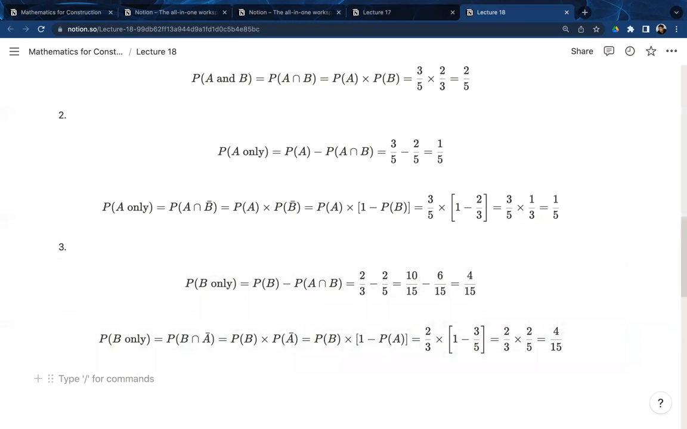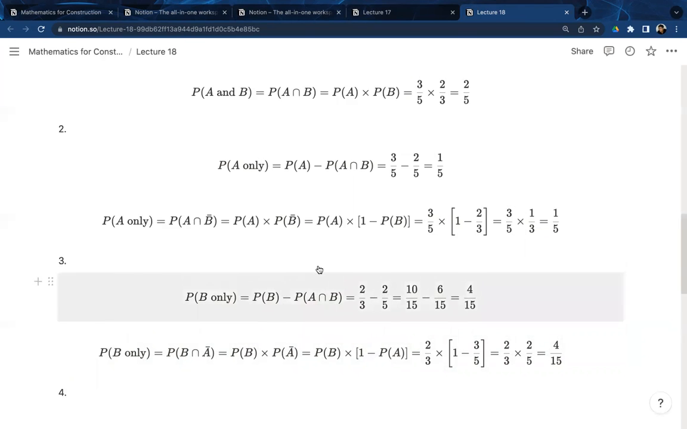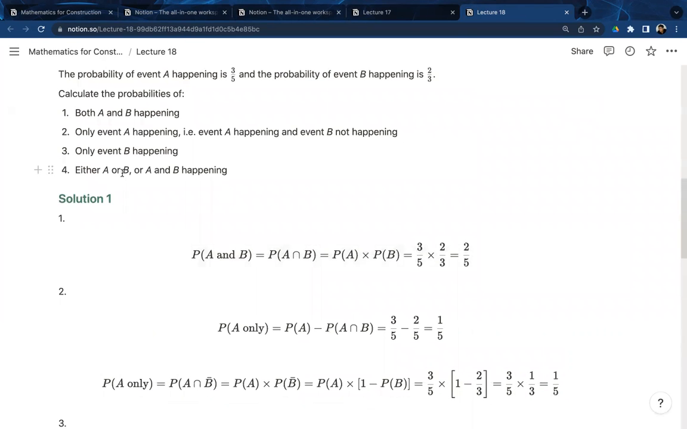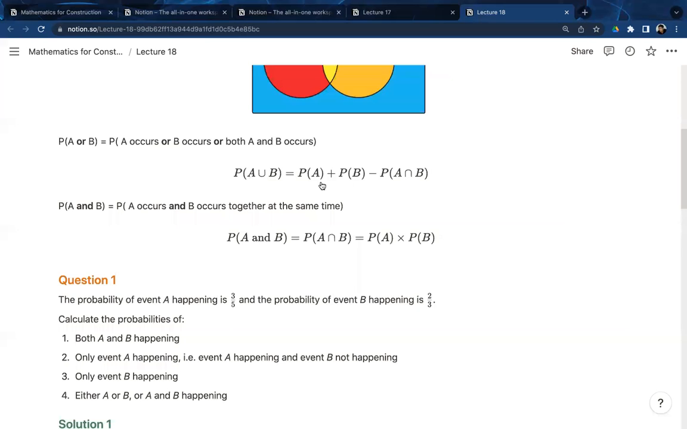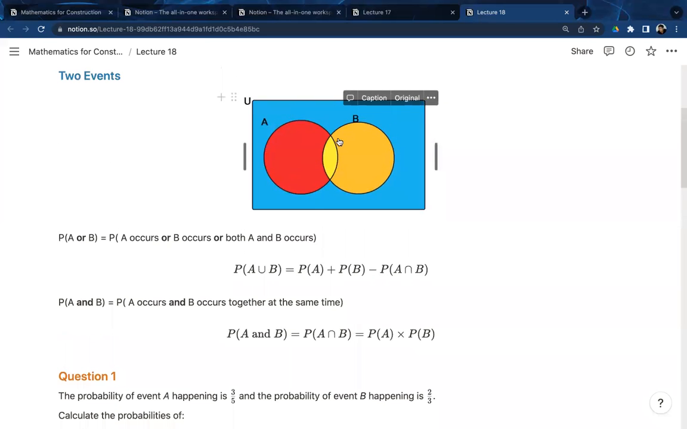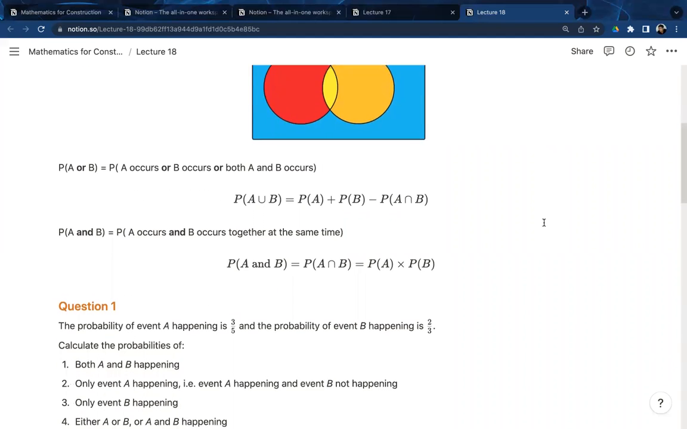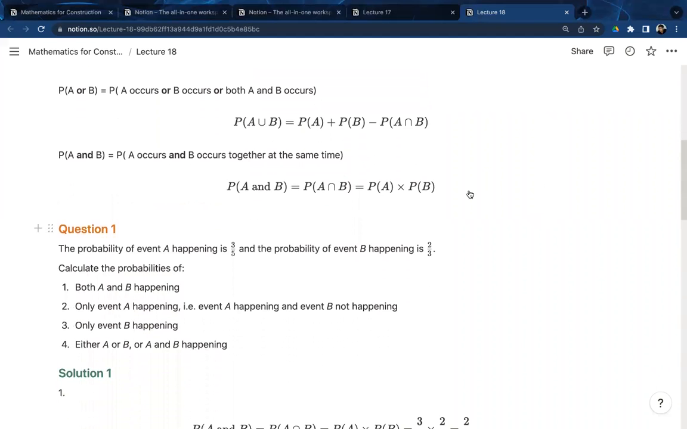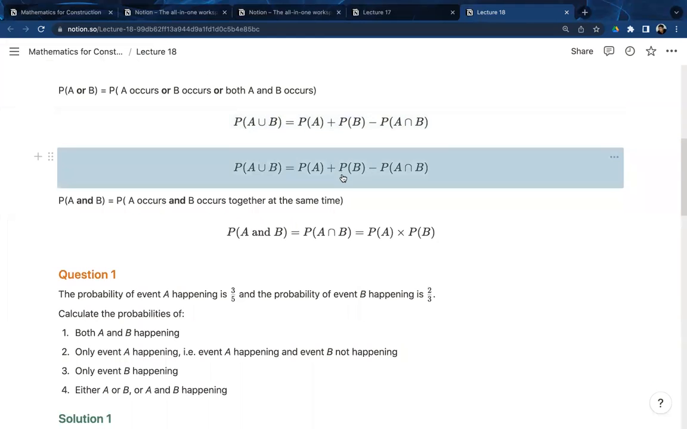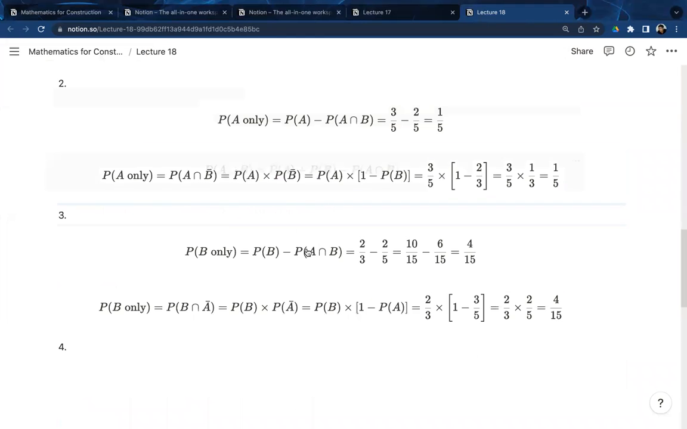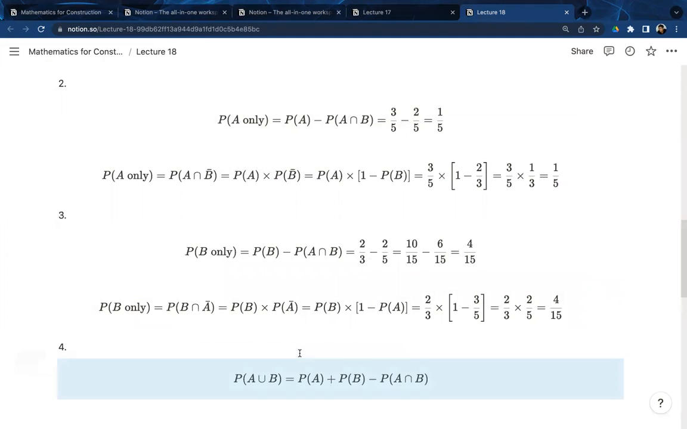What about part 4? What is part 4 asking for? Either A or B or A and B happens. So that's the total, the union. Because A could happen, B could happen, or the both of them in the middle could happen. So that's really the union here. So, you know, we steal this and we put it here.